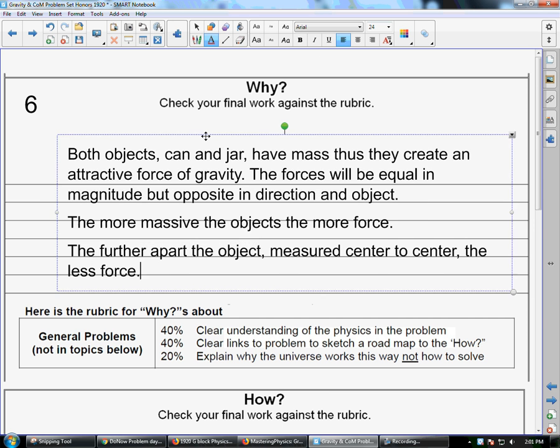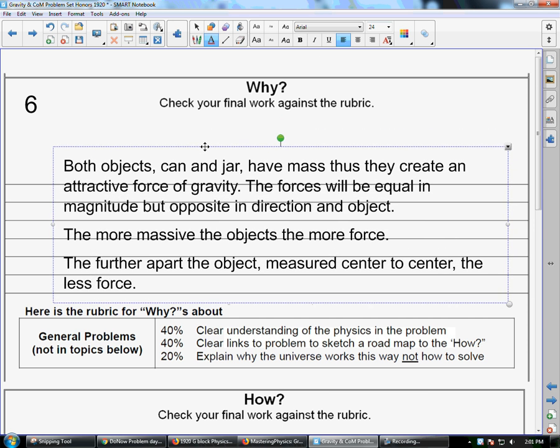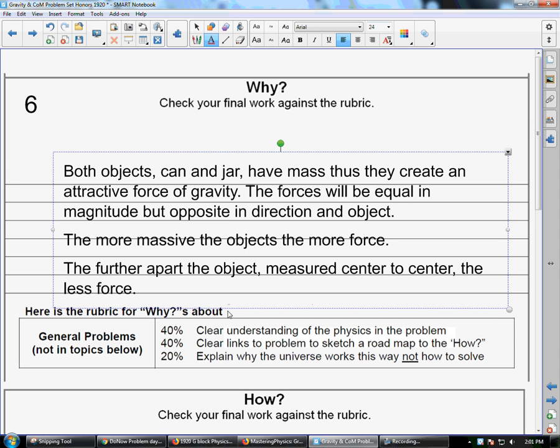So let's see. I think I showed a clear understanding of physics. I think I showed that I'm talking about this problem with clear links to it. And I think I explained how the universe works. I didn't say I'm going to do this or use this equation and things like that. Do you guys agree? That seems like such a boring part.